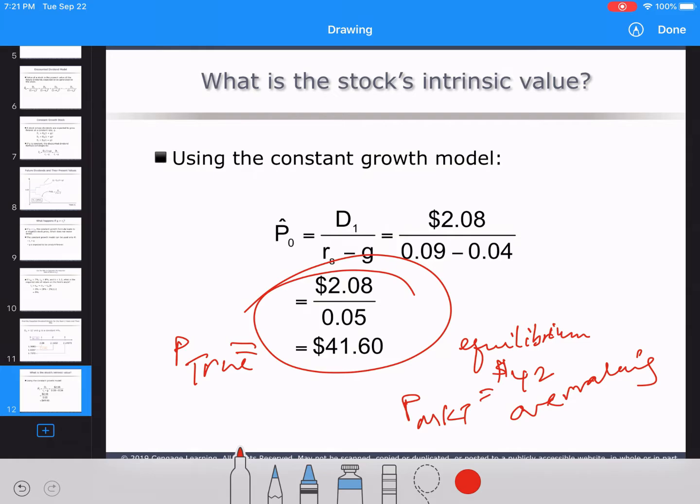41.60. On the other hand, if the market value is $41, everybody sees that to be undervalued, and everybody will go for it and demand this stock, and the stock will go up from $41 to 41.60. So that is why we call it equilibrium. That means if you disturb this price, if the market moves away from this price, it will come back to the true value.